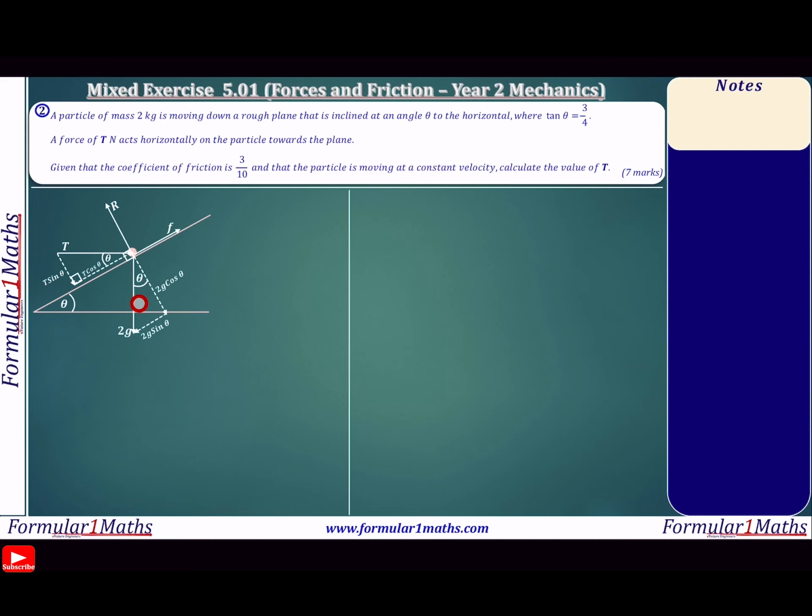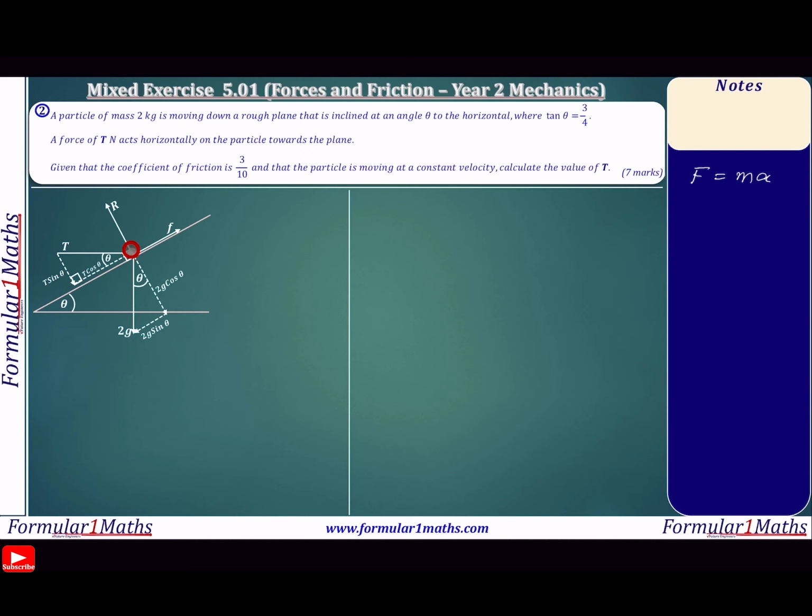Now we are going to use Newton's second law of motion to solve this question. Newton's second law of motion states that force is equal to mass times acceleration, where F is the resultant force moving this particle down the plane, and M is the mass and A is the acceleration.